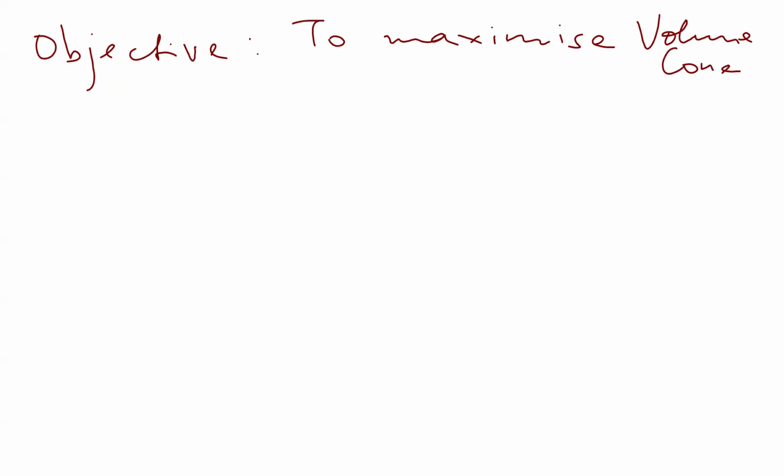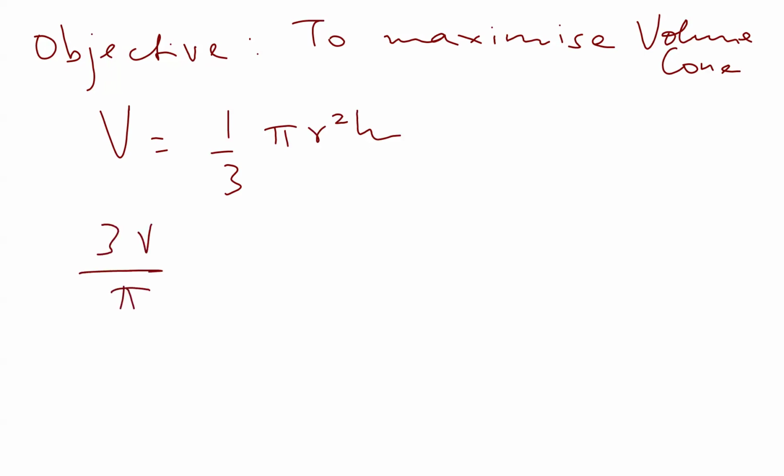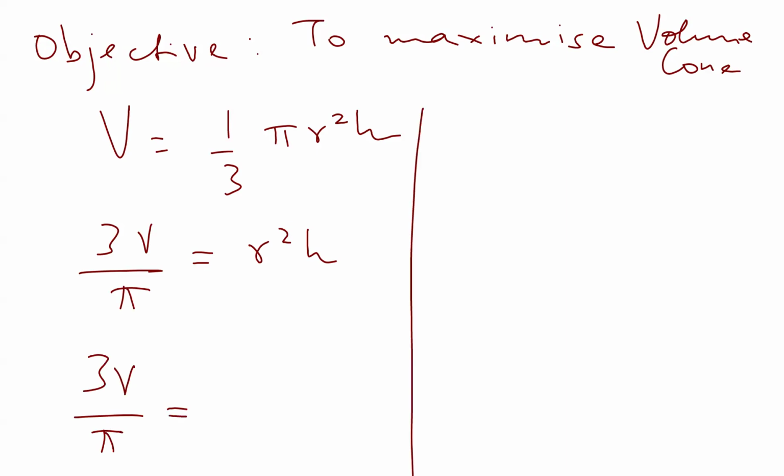Objective: to maximize volume of the cone. So V is equal to 1/3 pi r square h. So 3V by pi, 3 and pi are constants, is equal to r square h. So h is 3V by pi r square. We'll keep it as it is. Now h. We'll focus on this h.